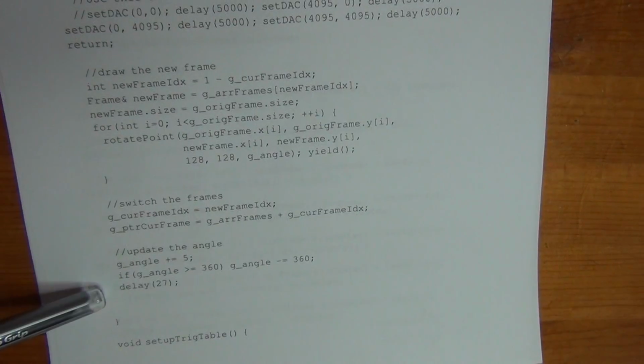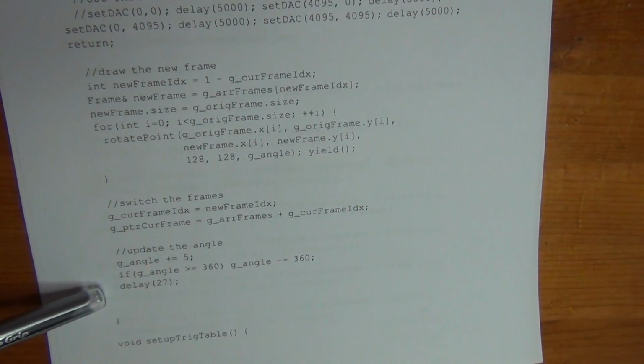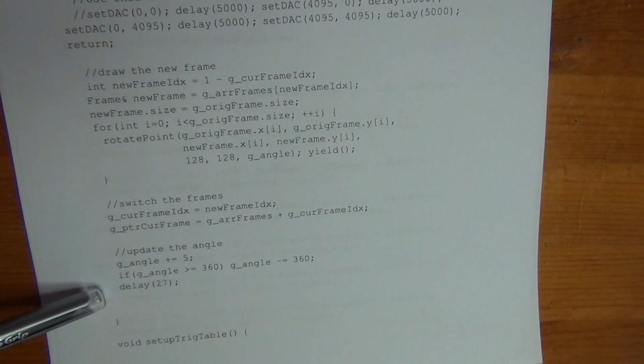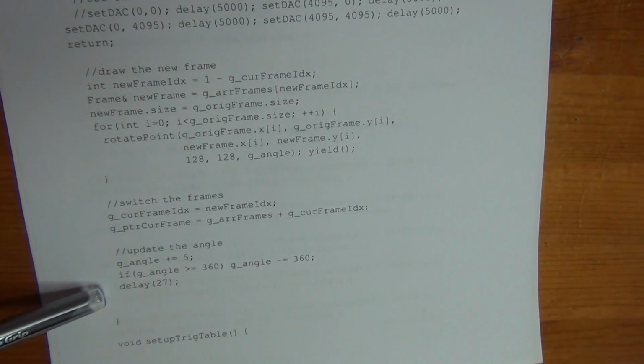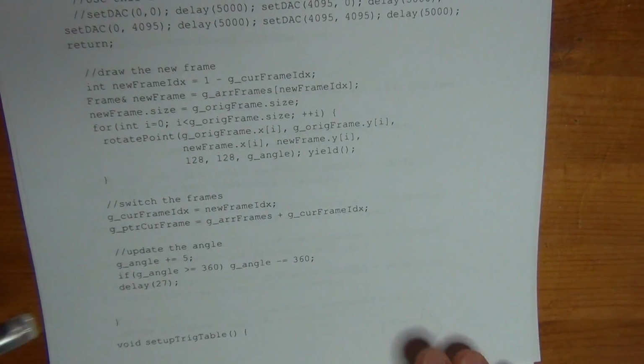Finally, the delay of 27 milliseconds is necessary so that the arrow is rotating nicely and smoothly, not too fast.